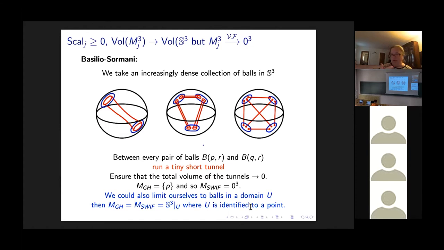So that gives us more examples where you can imagine any sphere. A possible limit is to take various open domains sitting inside the sphere and identify them to single points. Even if they're not connected to one another initially, they can be connected later. And this gives you a very wide variety of possible Gromov-Hausdorff and intrinsic flat limits of manifolds with positive scalar curvature.